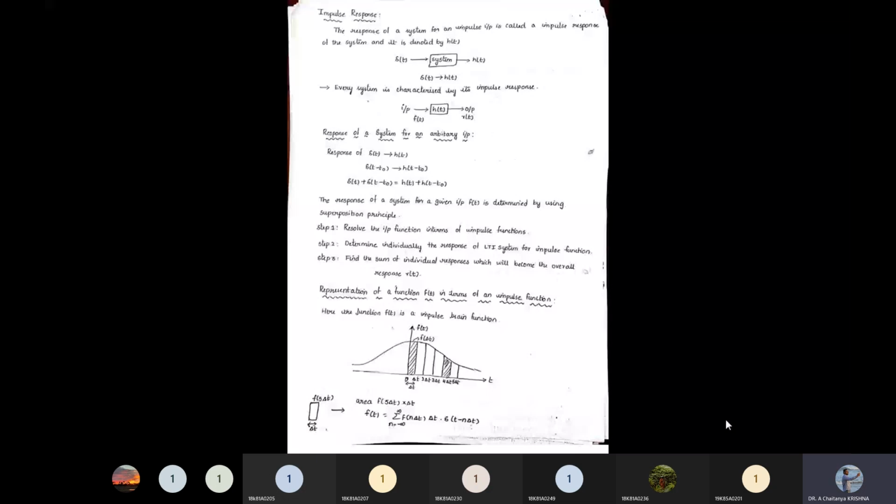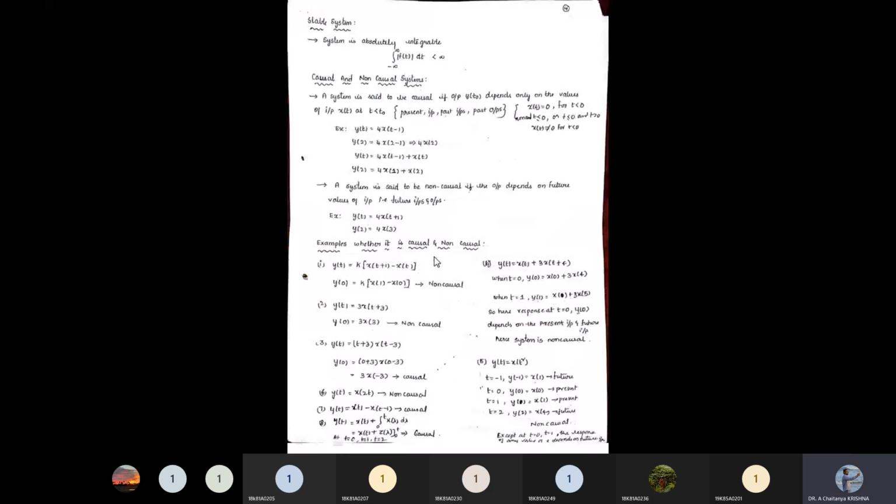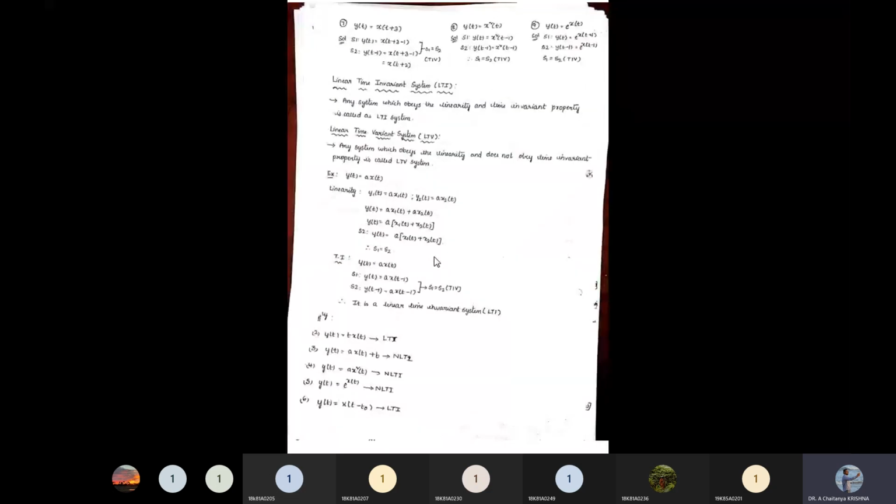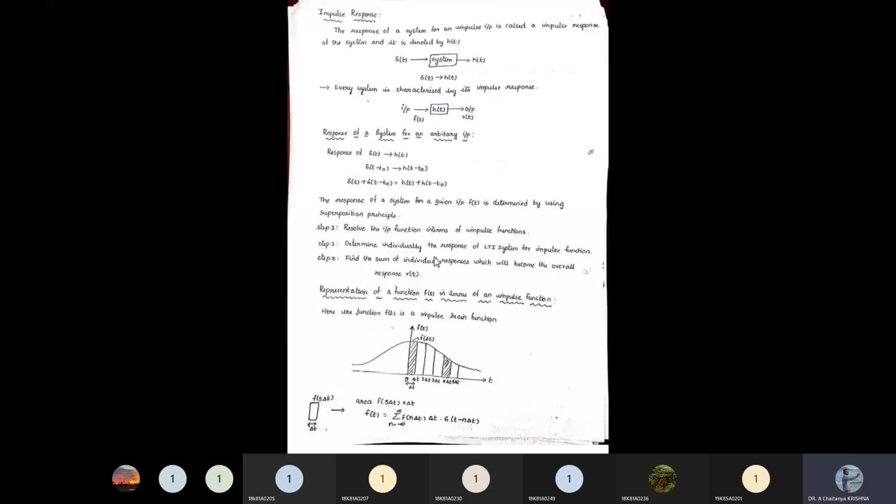Right. In the last class, we discussed all the systems. Last week, we discussed all the systems and operations and examples, some of the examples of the system. Now, in this class, we have to discuss what the impulse response is.